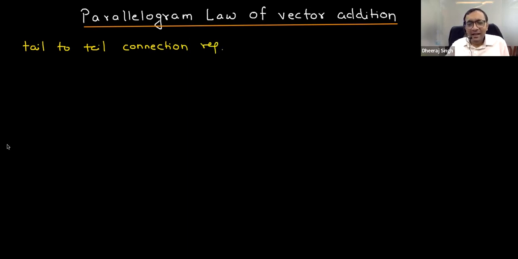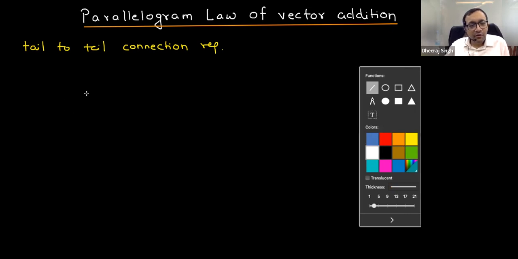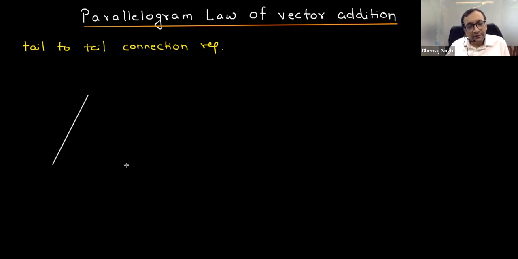Nothing special. I'll just show you. It's a very easy and straightforward thing. Two vectors are like that, let us say. These are two vectors, okay? This is vector A, this is vector B. Now I want to add these two vectors.